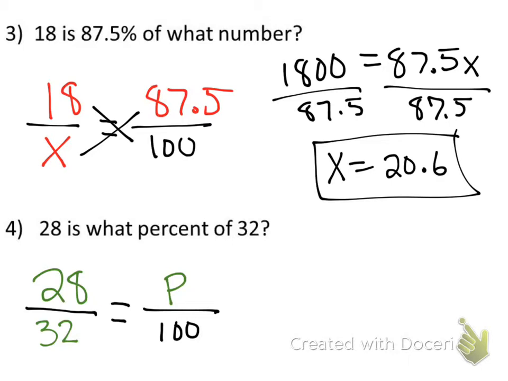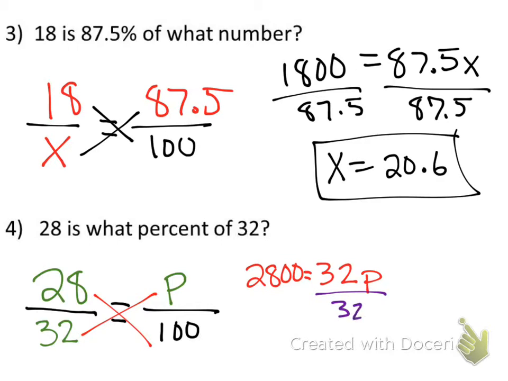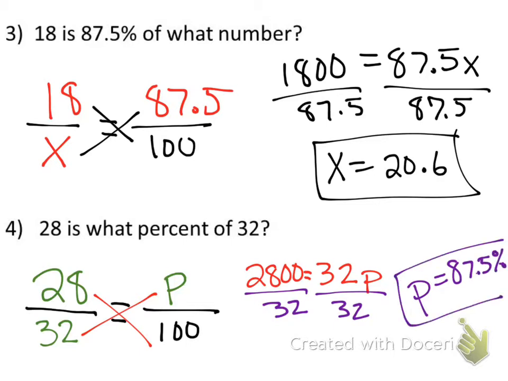All right, now I can cross multiply. 2800 equals 32p. Can divide both sides by 32, I got 87.5, and you should be getting 87.5% since we were looking for the percent. Good. Kind of interesting since that's the percent from the other problem, but cool how that works out. Any questions on 3 or 4?